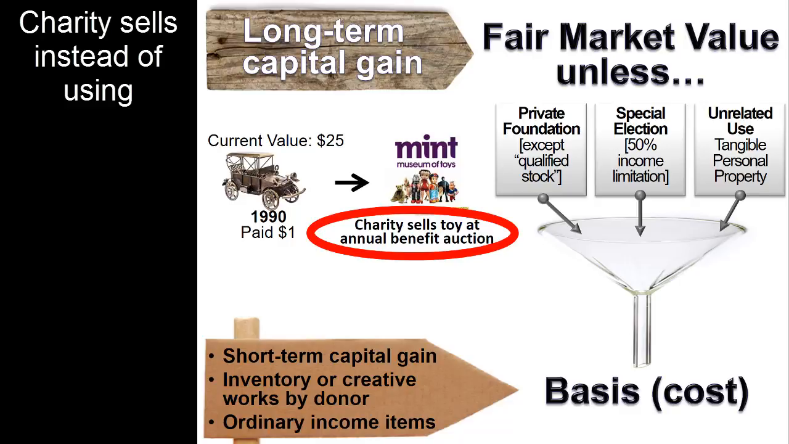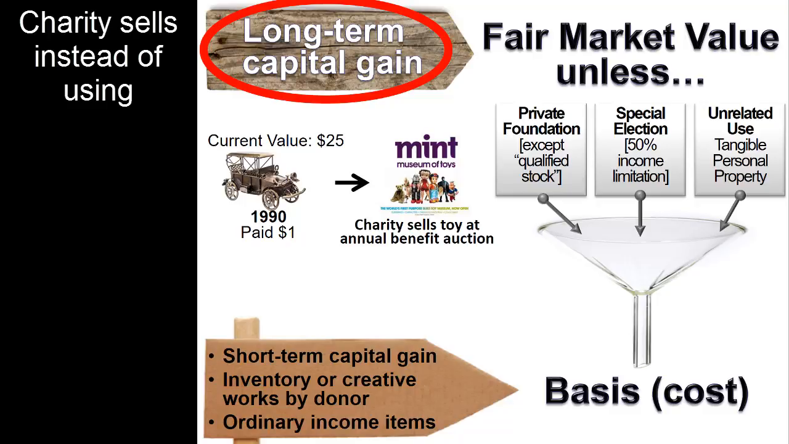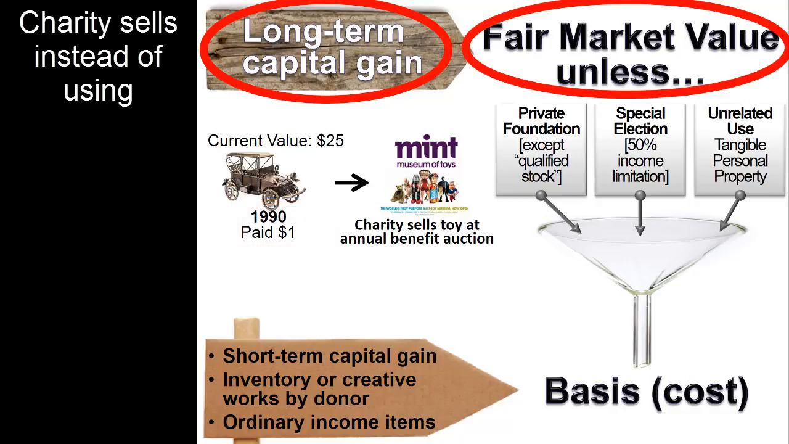What happens then? Once again, this is still long-term capital gain property because the donor has owned it since 1990 and it has gone up in value. Because this is long-term capital gain property, there is at least the possibility that it could be valued at fair market value unless one of the exceptions applies.